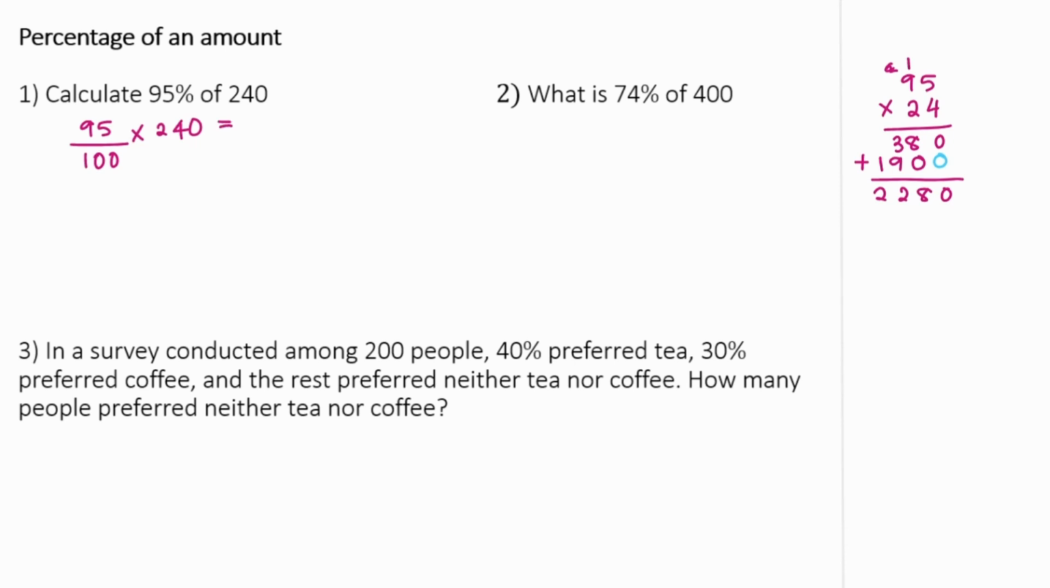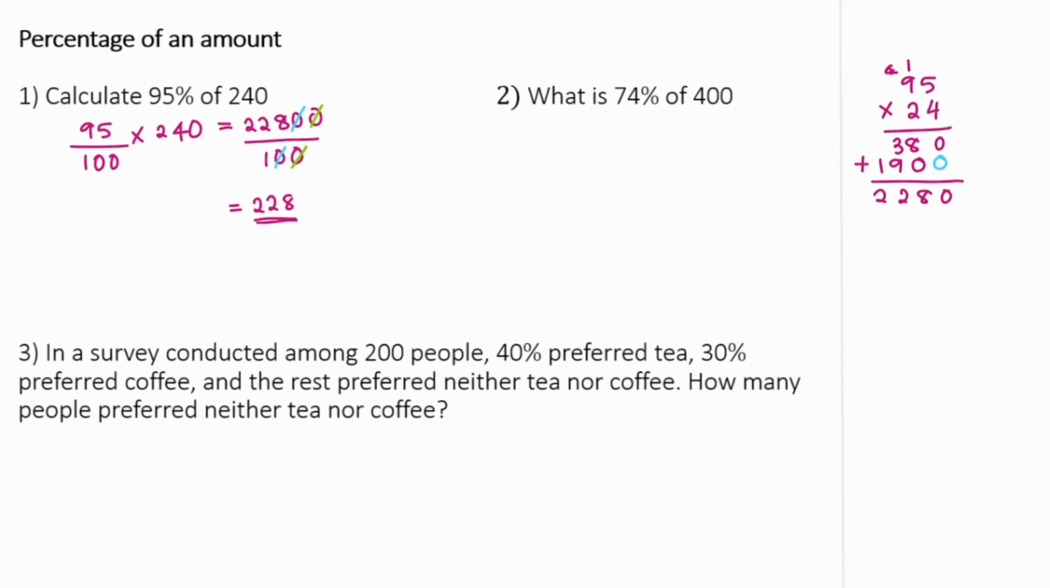So because this was 240, it was 10 times bigger. So I'm going to make my answer 10 times bigger by adding an extra 0 at the end. So that becomes 22,800 and denominator will be 100. I can now simplify this by cancelling zeros in my numerator and denominator, and that gives us a final answer of 228. Number 2, what is 74% of 400?